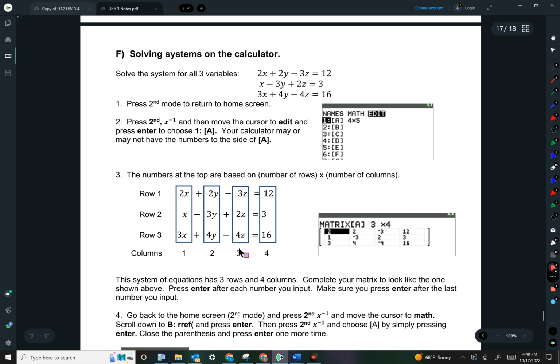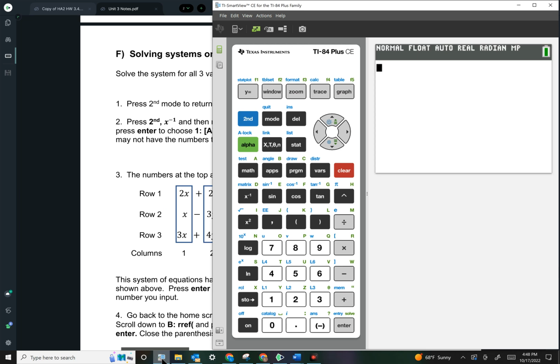So in order to set up a matrix on your calculator, what you're going to do is you see in blue right above the x to the -1, it says matrix. And since it's in blue, that means it's a second function. So I'm going to press second and then x to the -1, matrix. And first we have to edit our matrix, meaning first we have to set it up. So you are going to press your right arrow over to where it says edit.